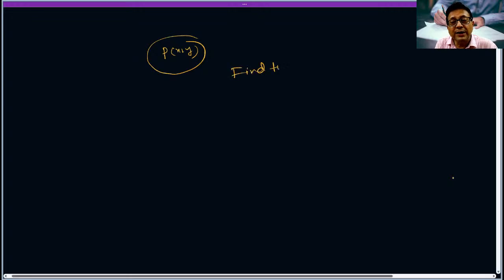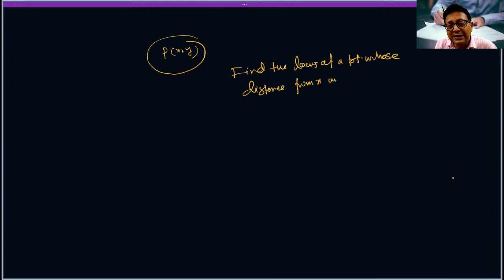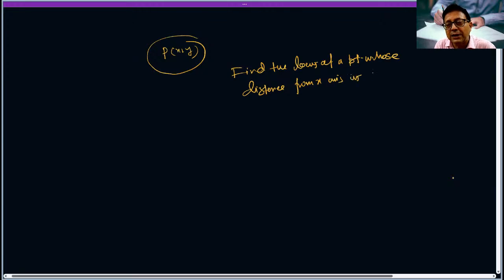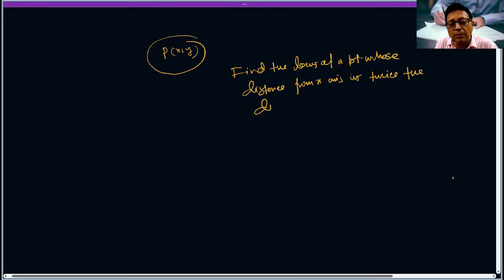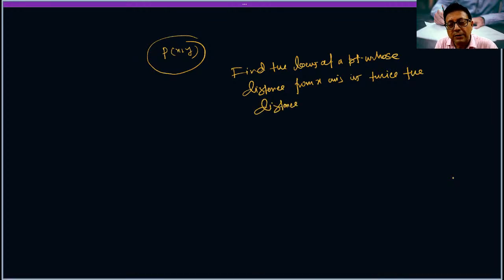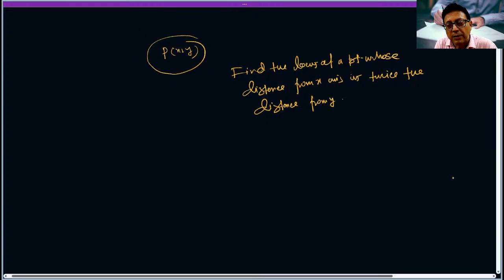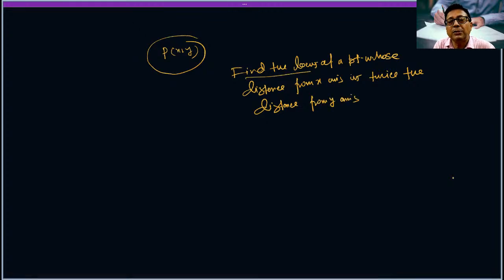Okay, for example, suppose we are going to find the locus of a point whose distance from the x-axis is twice the distance from the y-axis. How to solve the locus?